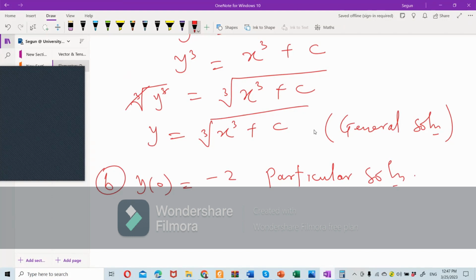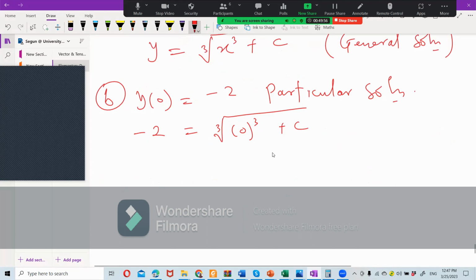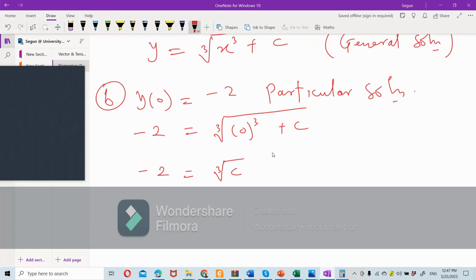So go back to the general solution. We have minus 2 equals the cube root of 0 cubed plus C. Remember, the particular solution is interested in C. So at the end of the day, we have minus 2 equals the cube root of C.